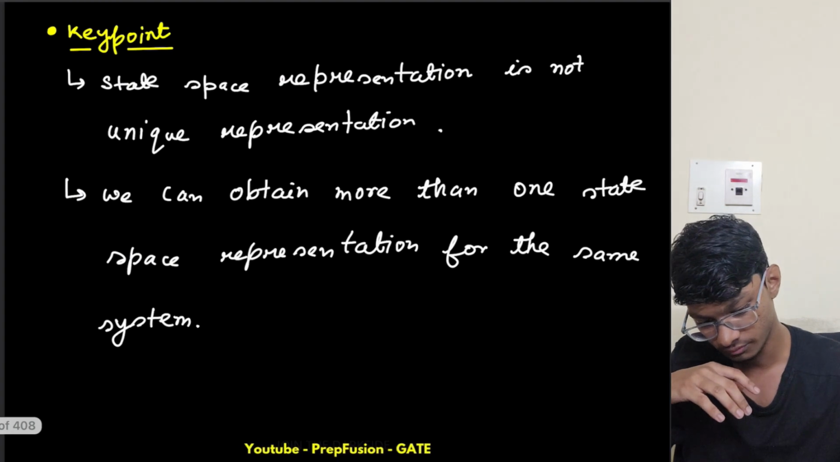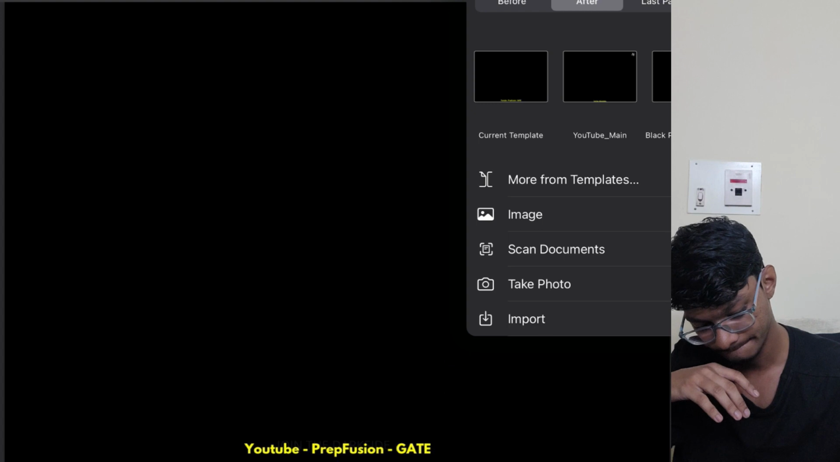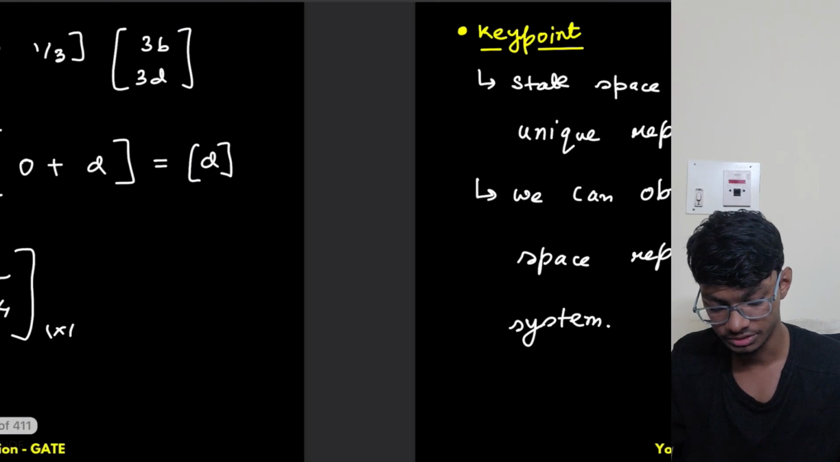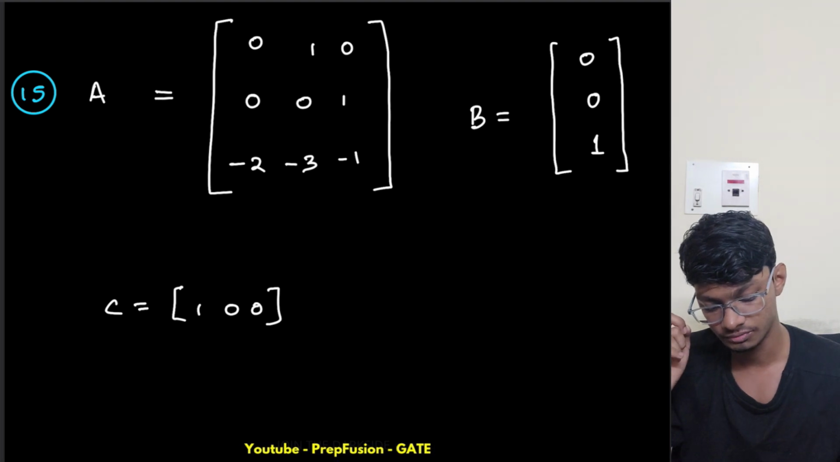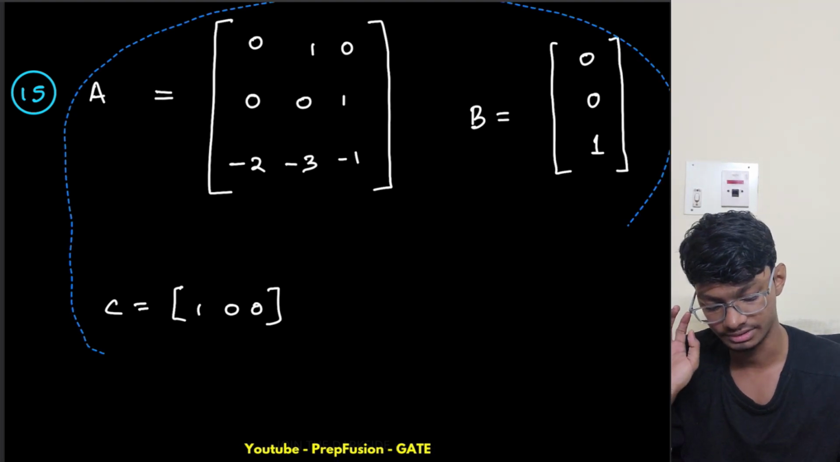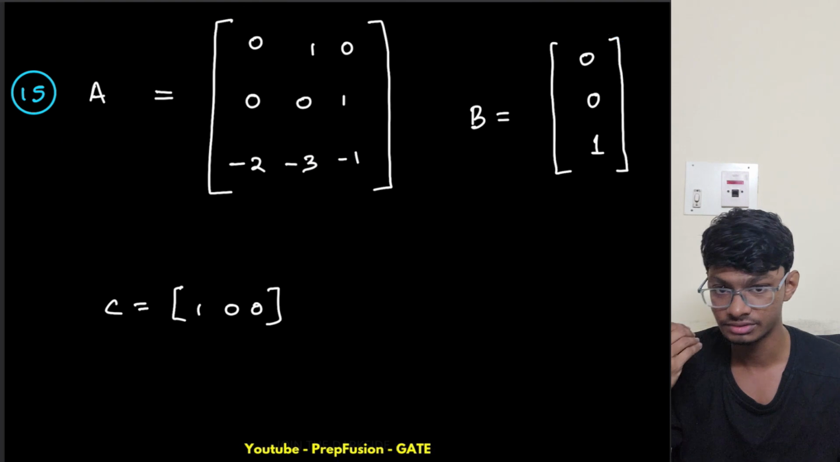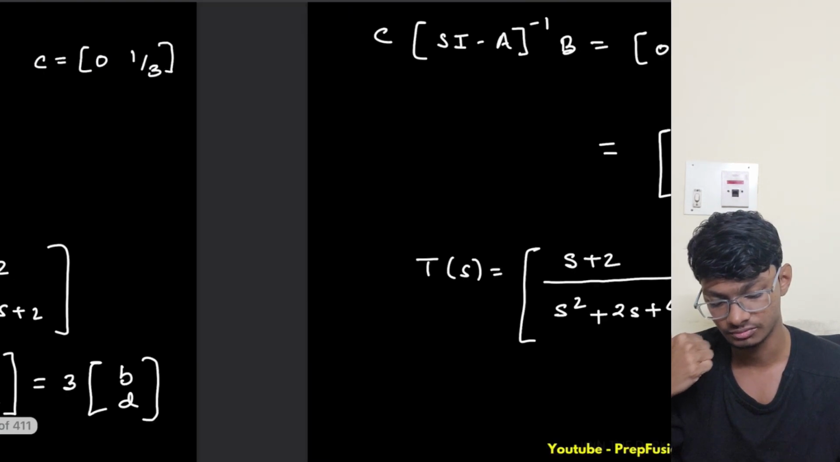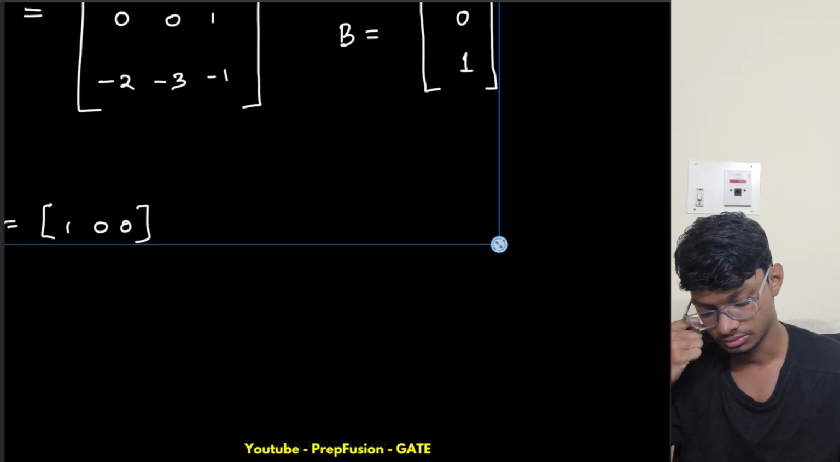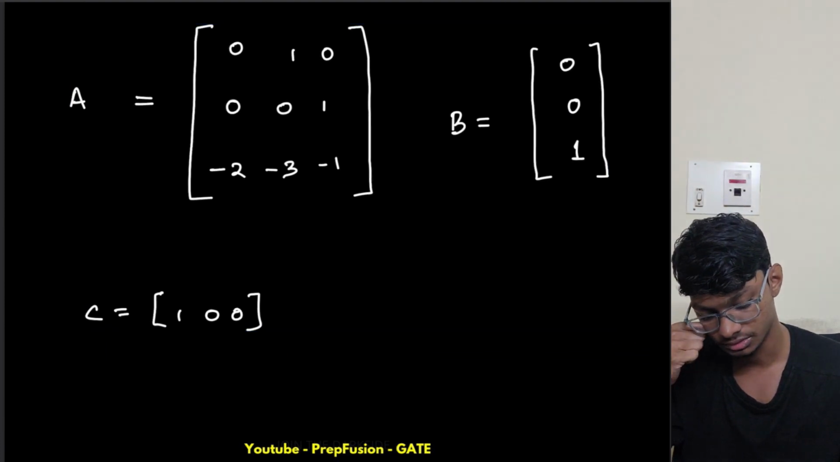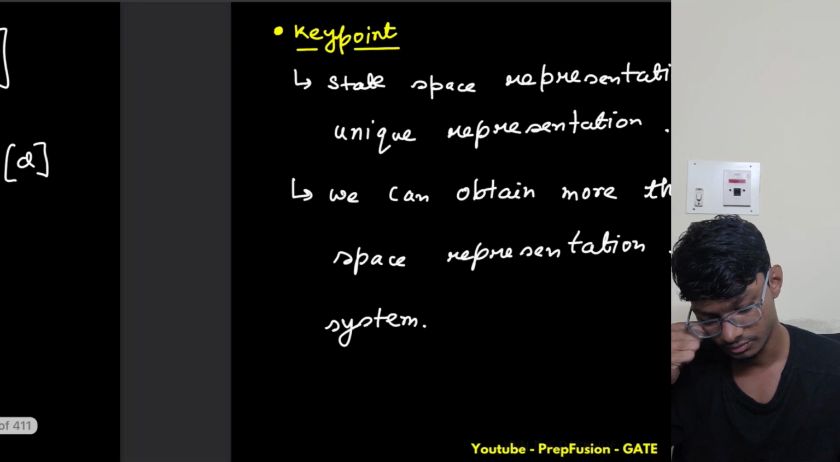Now let me solve the other question. Let me take a few more pages. The third question was a bit difficult. The reason for taking the third question was that it's a 3 cross 3 matrix. So solving this will be difficult. Finding the sI minus A inverse will be a bit difficult. How will we solve this? This one was question 15, right?